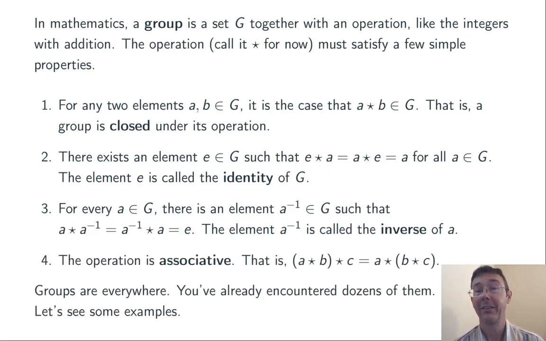Finally, the operation has to be associative. If you have three elements in the set and you want to do A star B star C, it doesn't matter which of those stars you apply first.